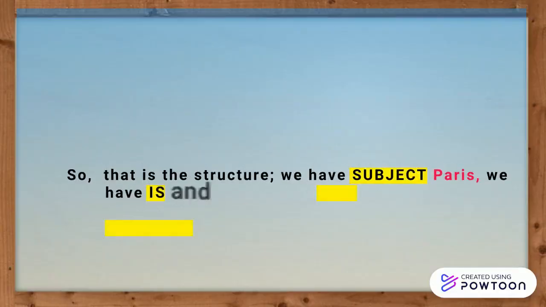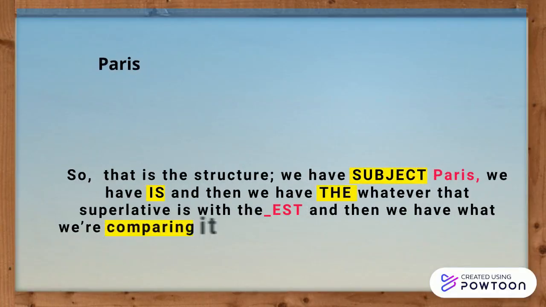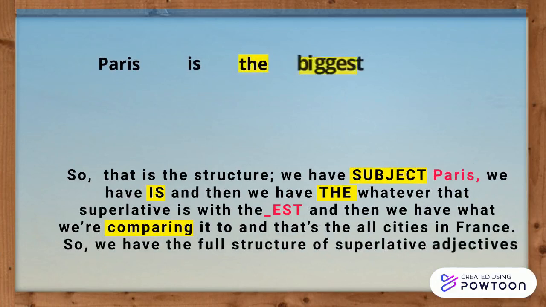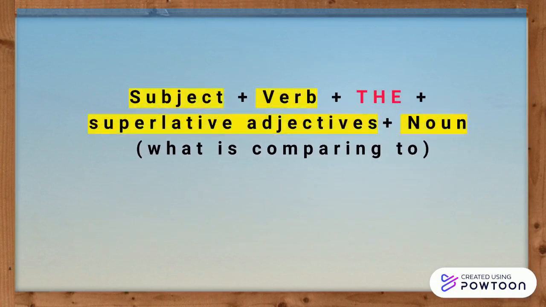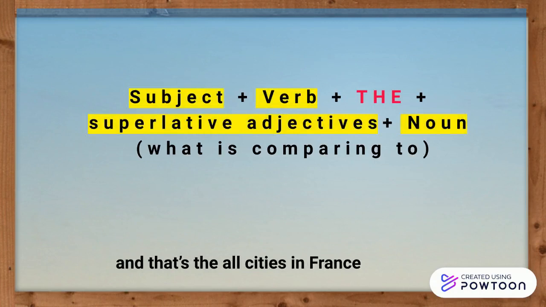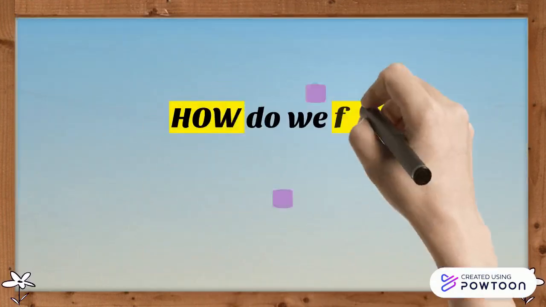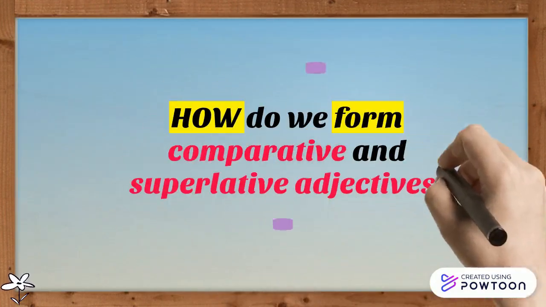So, that is the structure. We have the subject, Paris. We have "is", and then we have "the", whatever that superlative is with the "est". And then we have what we are comparing it to, and that is all the cities in France. So, how do we form comparative and superlative adjectives?